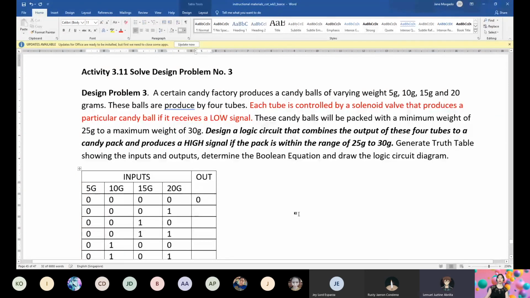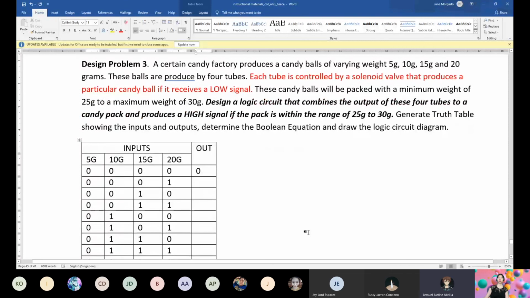Because, ma'am, a high signal is only for 25 to 30 grams. Okay, because it is above 30 grams. Right. In fact, it is 50. So it will have an output of 0. Meaning, if this is a light and it's green, it lights up, which means the circuit is working properly. But if what you produce is below 25 or above 30, the light turns off. So, this is 0.